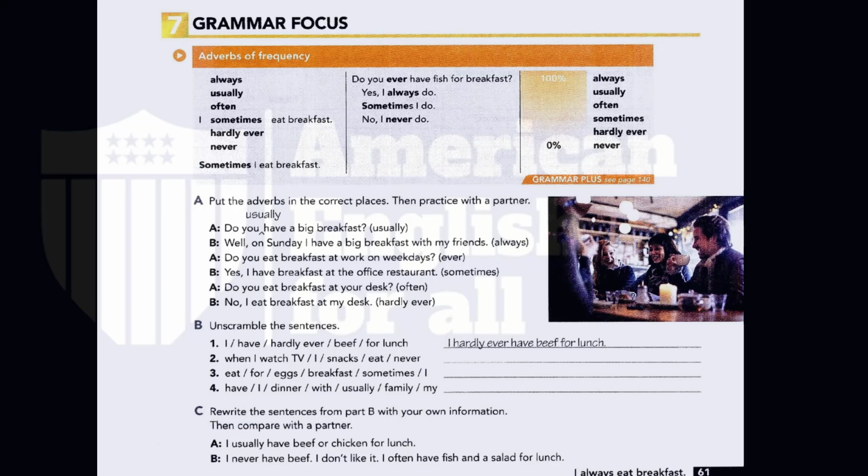Part A. Put the adverbs in the correct places. Then practice with a partner. Do you usually have a big breakfast? Well, on Sunday I have a big breakfast with my friends. Always. Do you eat breakfast at work on weekdays? Ever. Yes, I have breakfast at the office restaurant. Sometimes. Do you eat breakfast at your desk? Often. No, I eat breakfast at my desk. Hardly ever.